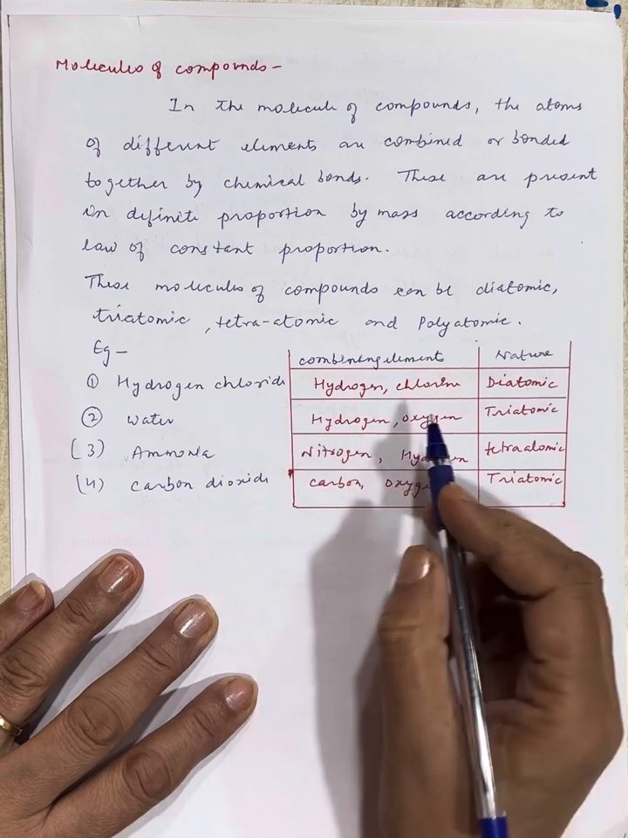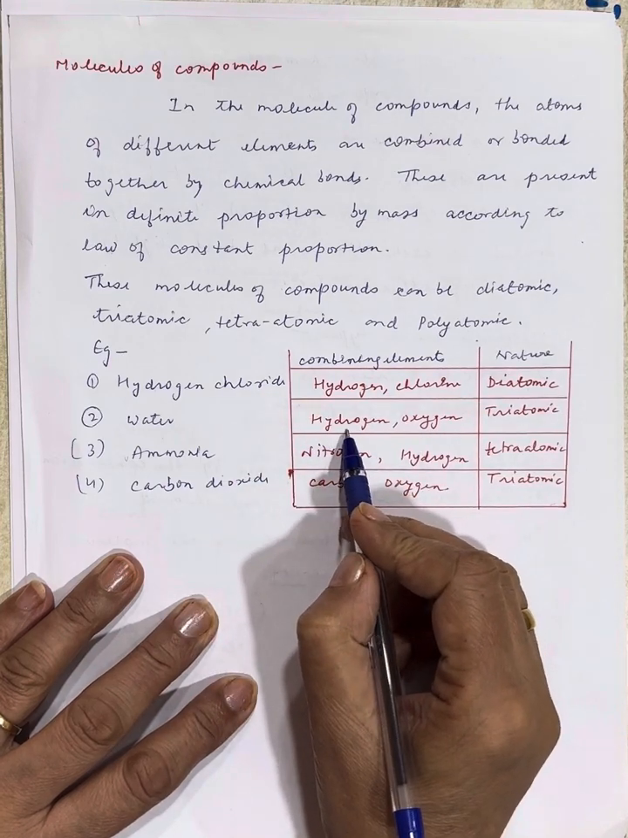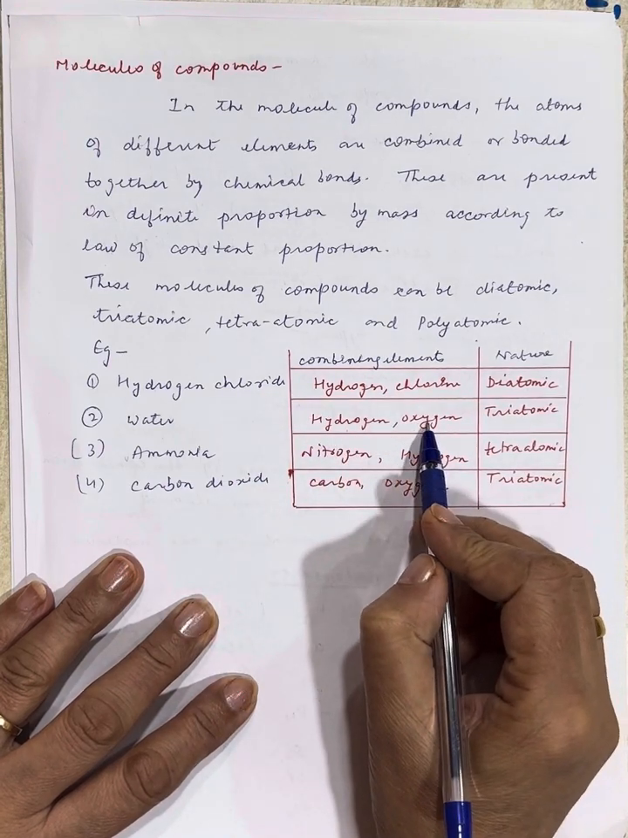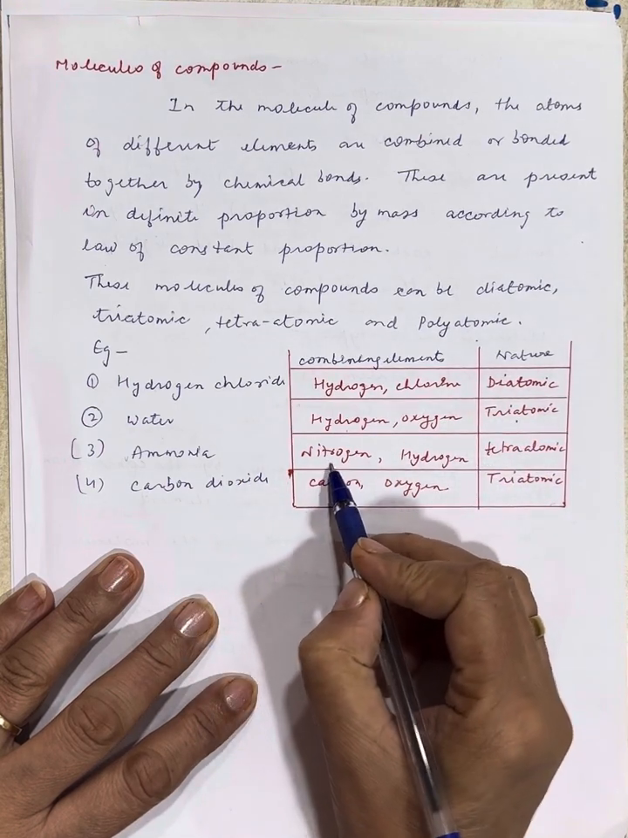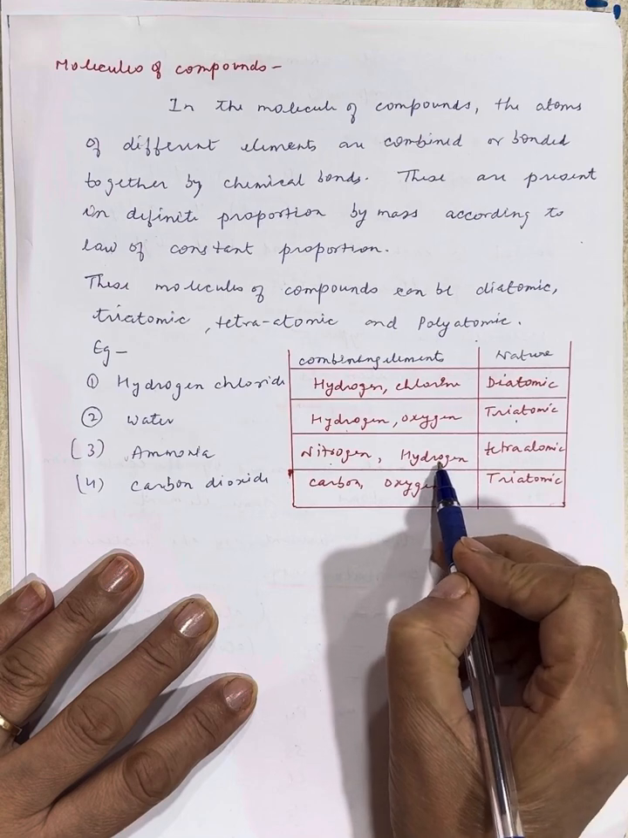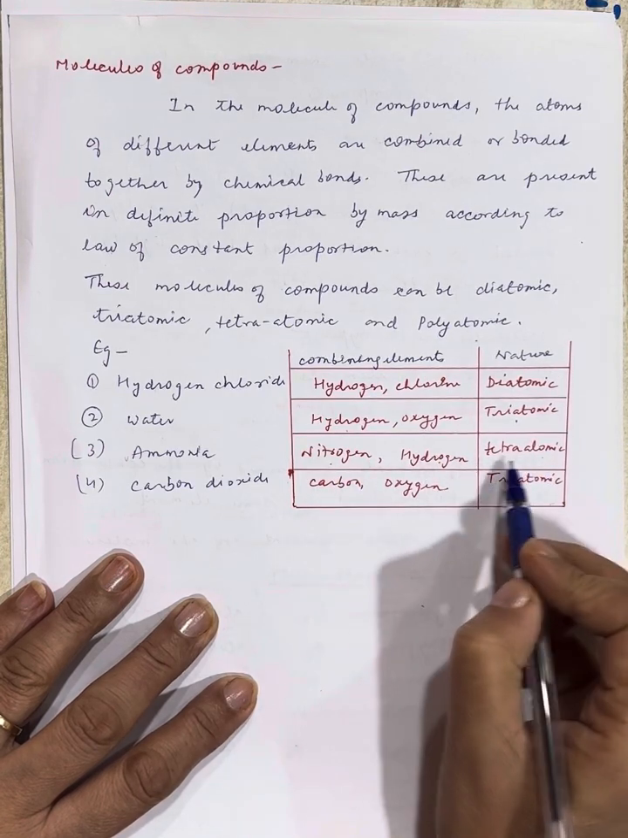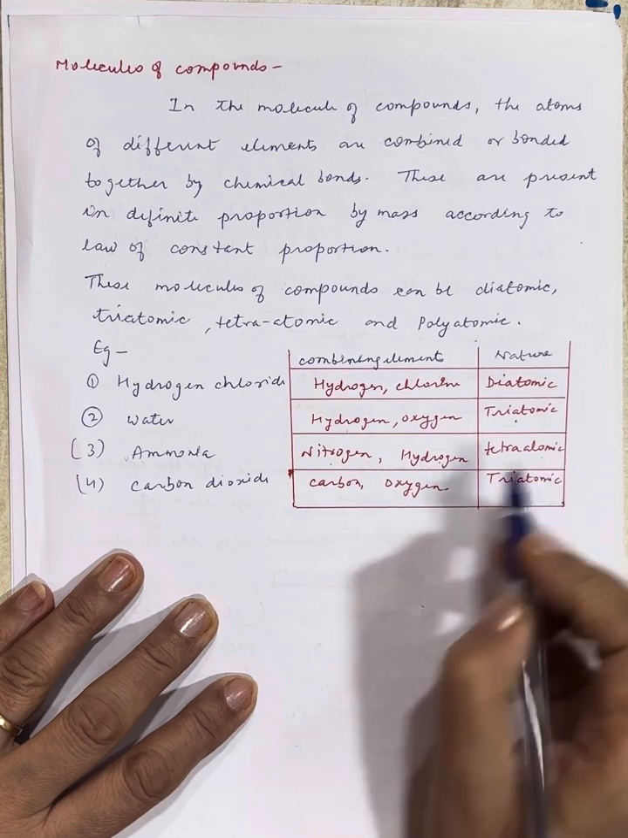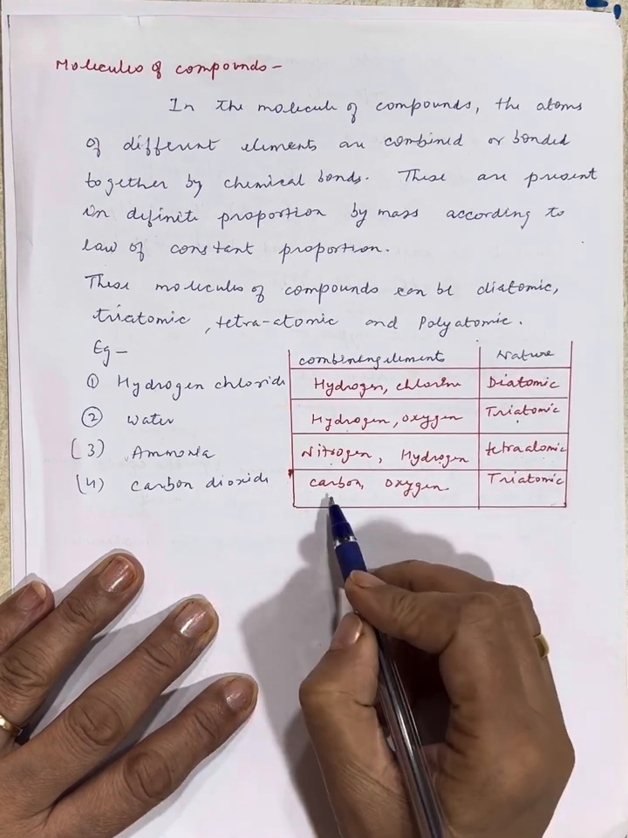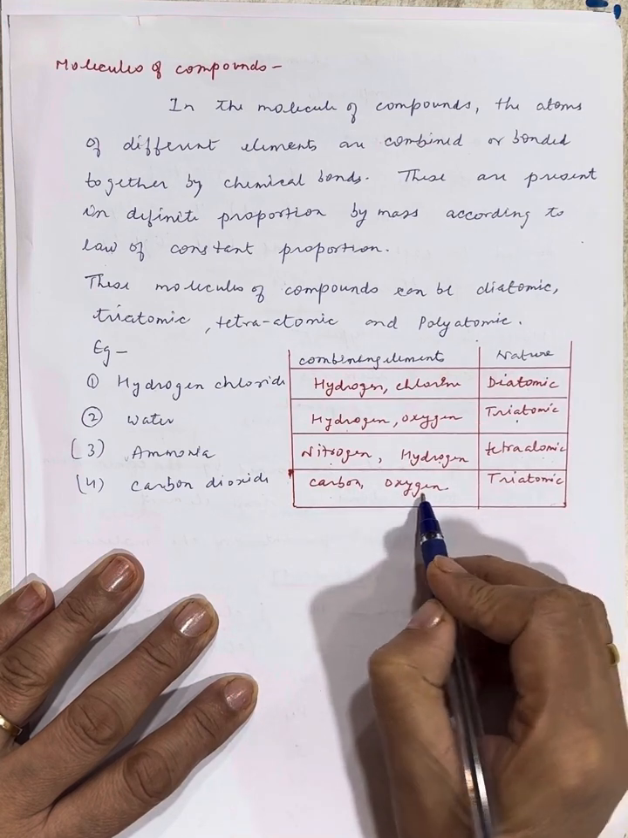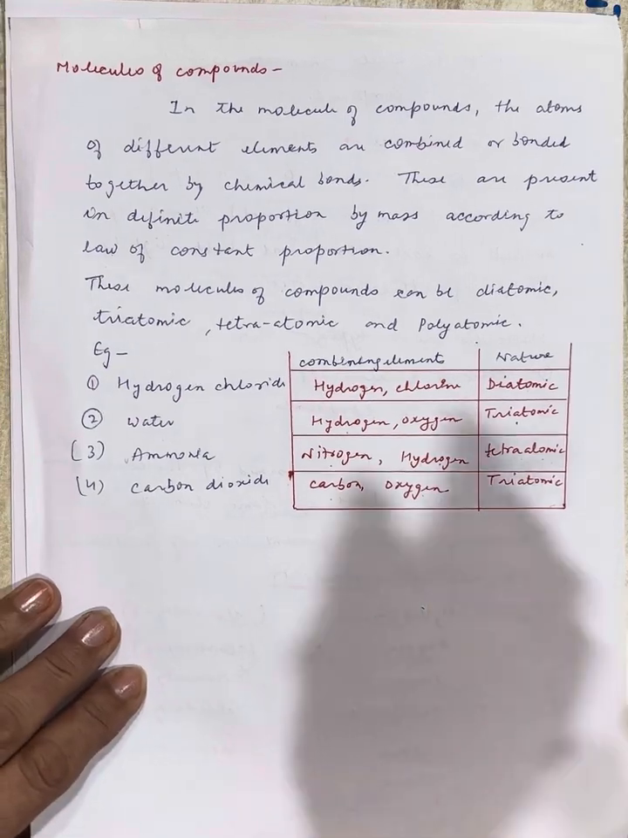Water can be written as H2O, and there are two atoms of hydrogen and one atom of oxygen, so it is triatomic. In ammonia, one atom of nitrogen and three atoms of hydrogen are there. Total 4 atoms are there, so it is tetraatomic. Carbon dioxide is CO2, with one carbon and 2 oxygen atoms, so it is triatomic. This way we can write the molecules of compounds.